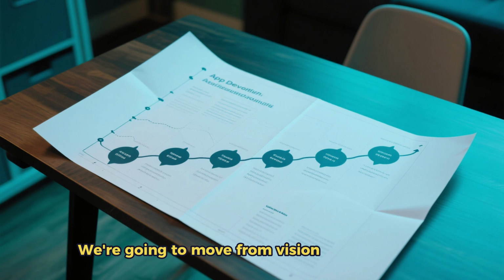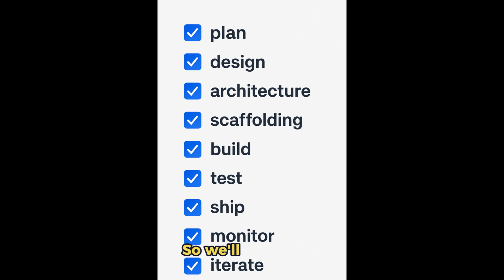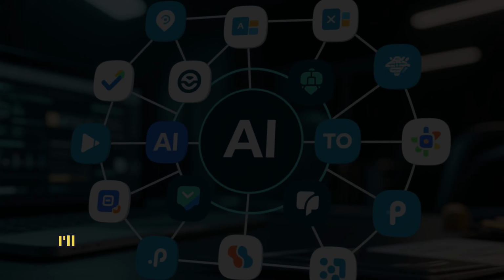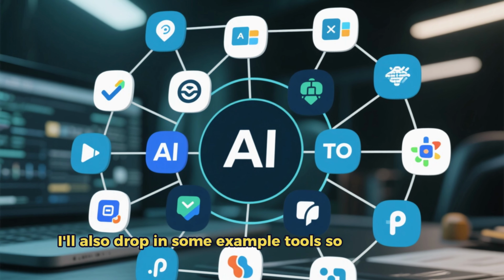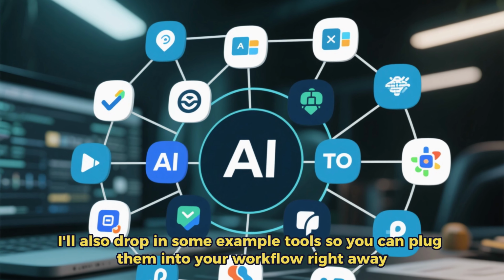We're going to move from vision to production. So we'll cover plan, design, architecture, scaffolding, build, test, ship, monitor, and iterate. I'll also drop in some example tools so you can plug them into your workflow right away.